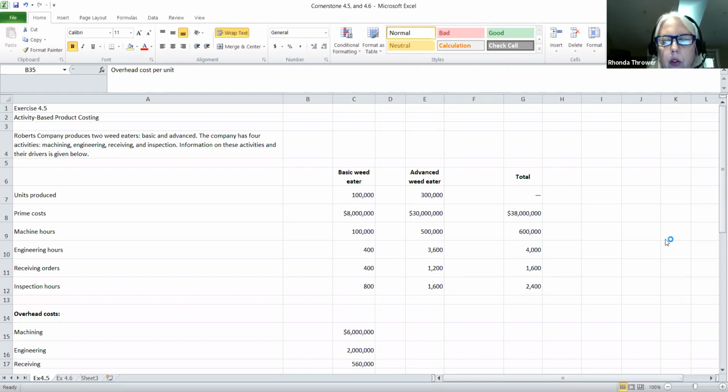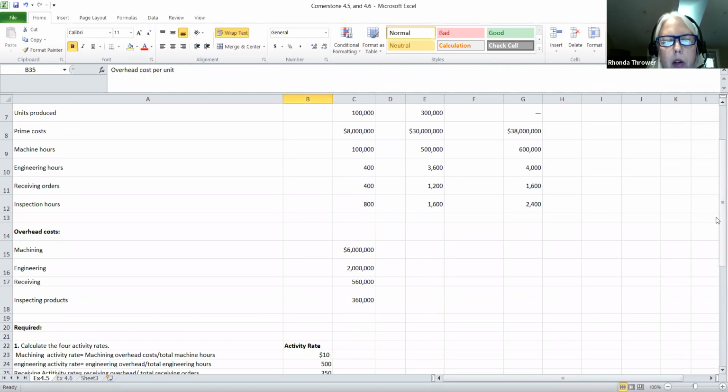Now, the costs that are part of factory overhead are your machining cost, your engineering cost, your receiving cost, and your inspecting products cost. All of these are overhead accounts, and what we're going to be doing is assigning them to the activities based on the hours of that particular activity. So all of this here is given information.